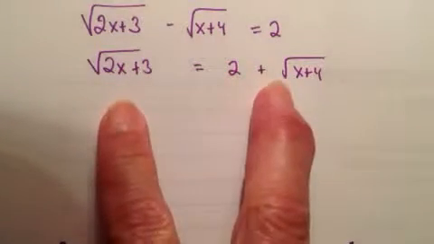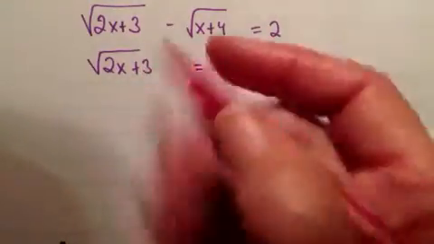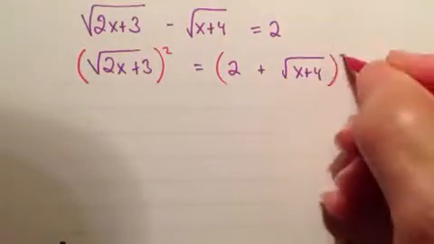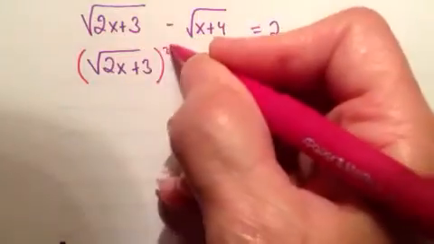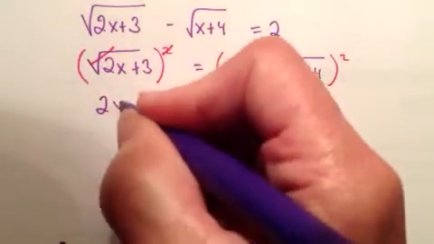Now, if I have two things with square roots, like I said before, the only way to undo them is to square everything. So we're going to square everything. And this side is beautiful because the square of a square root cancels each other out, and I'm simply left with 2x plus 3.